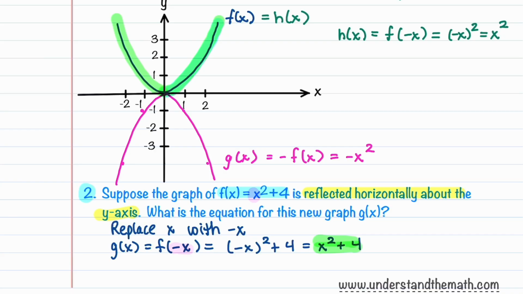Let's do a quick recap. Translations move a graph, scaling changes the shape of a graph, and then reflections just flip a graph. Be sure to check out my next video where I'll teach you how to graph functions when a lot of these transformations are combined.